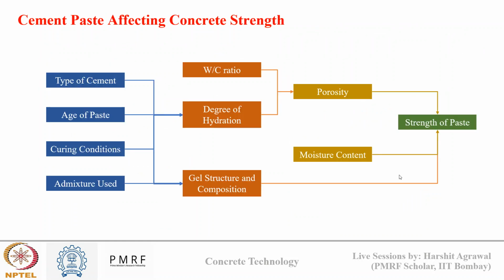Then we talked about how cement paste can affect the concrete strength through this flow chart. So we have type of cement, age of cement paste, curing condition, and admixture used, which can affect the degree of hydration and the gel structure and composition. These two properties, along with the W by C ratio, can affect the porosity of concrete, and finally can affect the strength of the paste, or we can say in turn strength of the concrete.